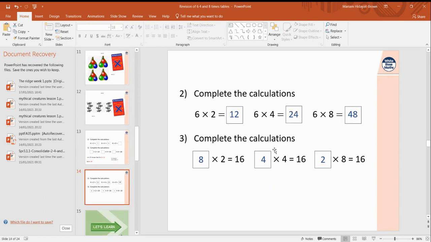Okay, so you should have got the following. 24 doubled is 48. And you could also have done 8 times 2 is 16, 4 times 4 is 16, 2 times 8 is 16, because each time the number has been halved, hasn't it? Or 2 is a double of 4, 4 is a double of 8.